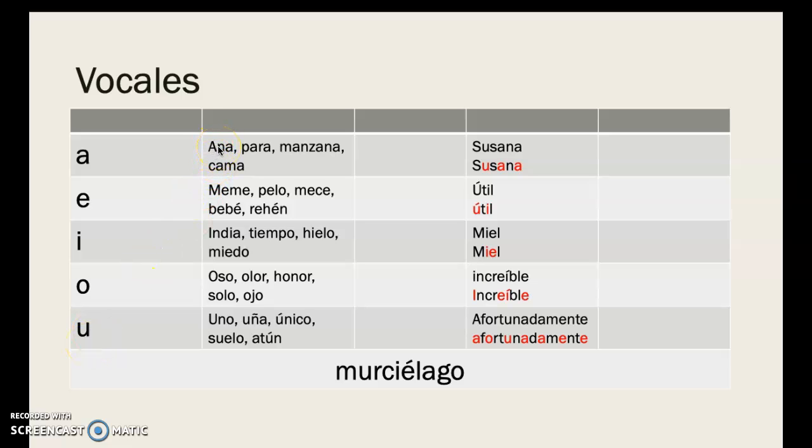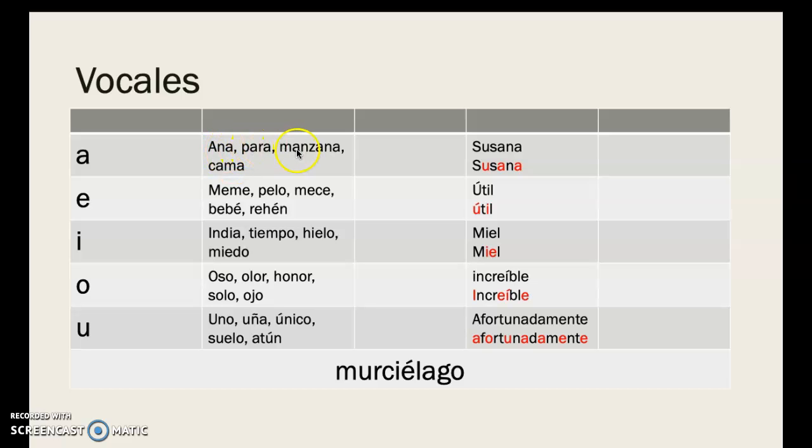Here I have some examples of the use of those letters in some words. I just took those words at random, so they are just nouns or adjectives or whatever, but just words that include the sound of these letters, and that is for you to make it clear in terms of the pronunciation. So we have Ana, para, manzana, cama. Ana is a person's name. Para means for or to, it depends on the context. Manzana is an apple, and cama is a bed, okay?